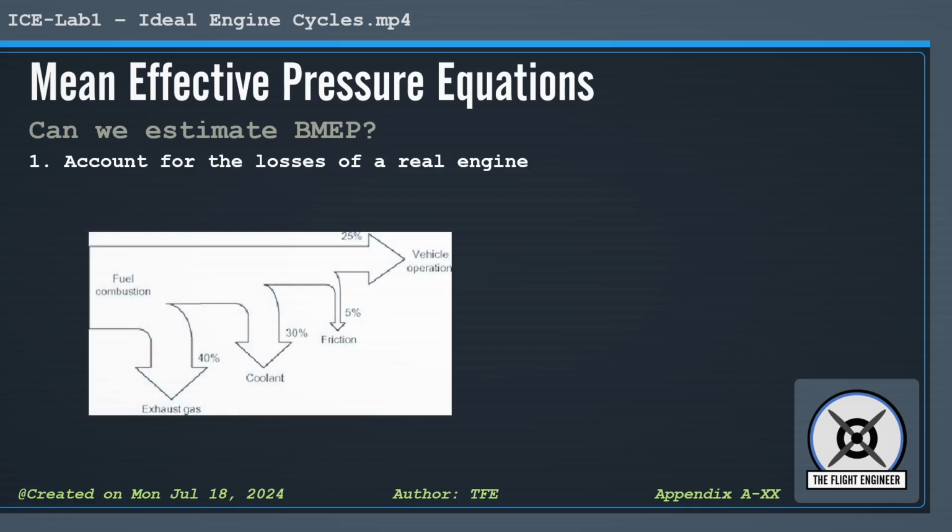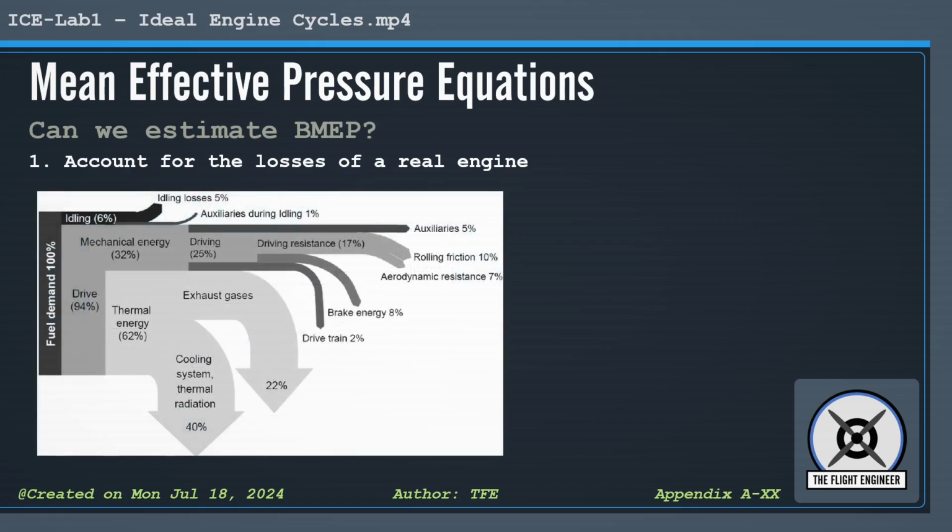This is a Sankey diagram. It's basically an energy flow diagram for an engine. Here you have fuel combustion, which is the energy that we're putting in, and then it's broken down into what percent goes to vehicle operation, friction, coolant, and exhaust gas. These are pretty standard numbers, but this is also a very basic diagram. They can get a lot more complex.